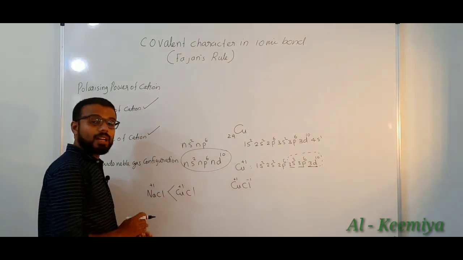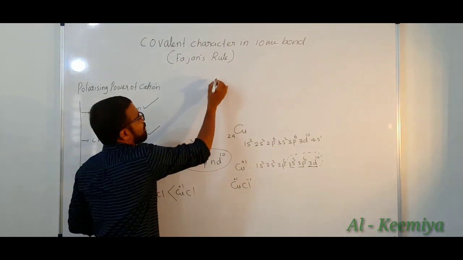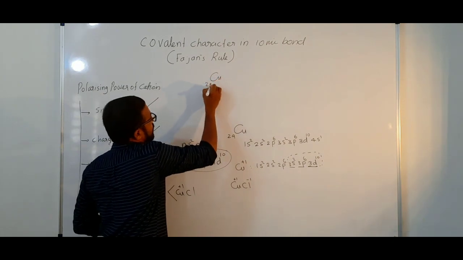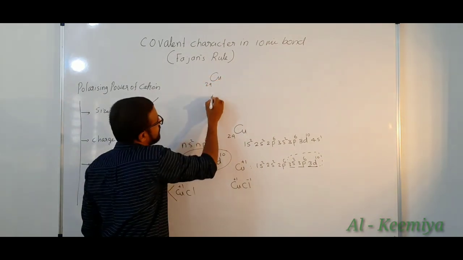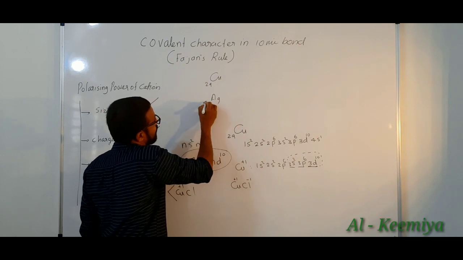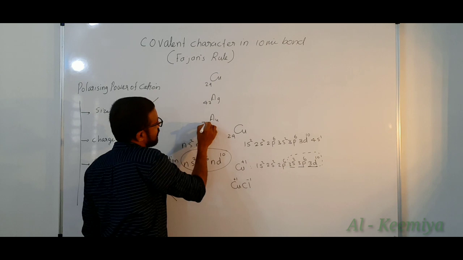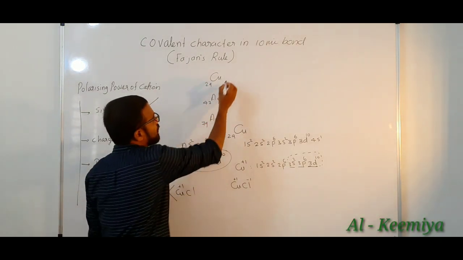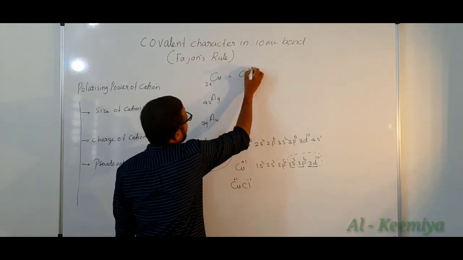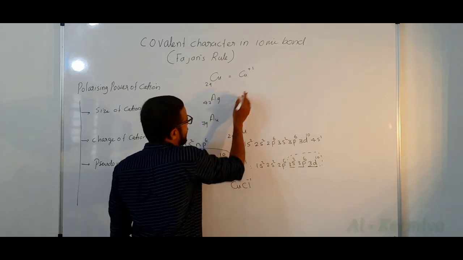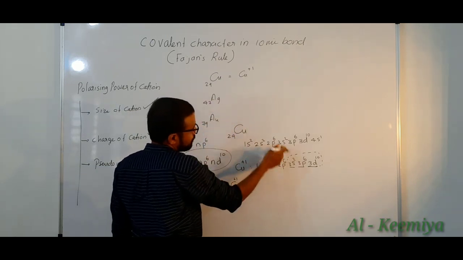Similarly, below copper in the periodic table, copper atomic number is 29. Another one is silver, atomic number 47. Another one is gold, atomic number 79. In all these cases, Cu+ has pseudo noble gas configuration. Here the electronic configuration will be what?